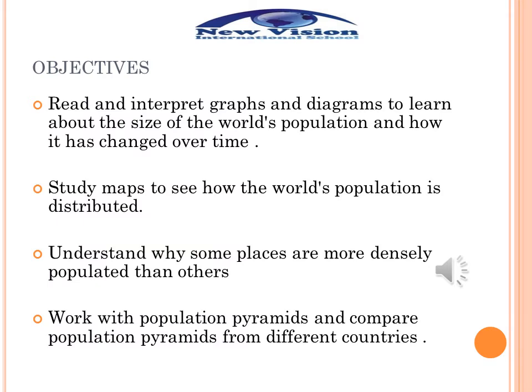Our objectives which we have to achieve by the end of the lesson are to read and interpret graphs and diagrams to learn about the size of the world's population and how it has changed over the time. We will study the maps to see how the world's population is distributed, and we will try to understand why some places are more densely populated than the others. And the last one, we will work with population pyramids and compare population pyramids from different countries.